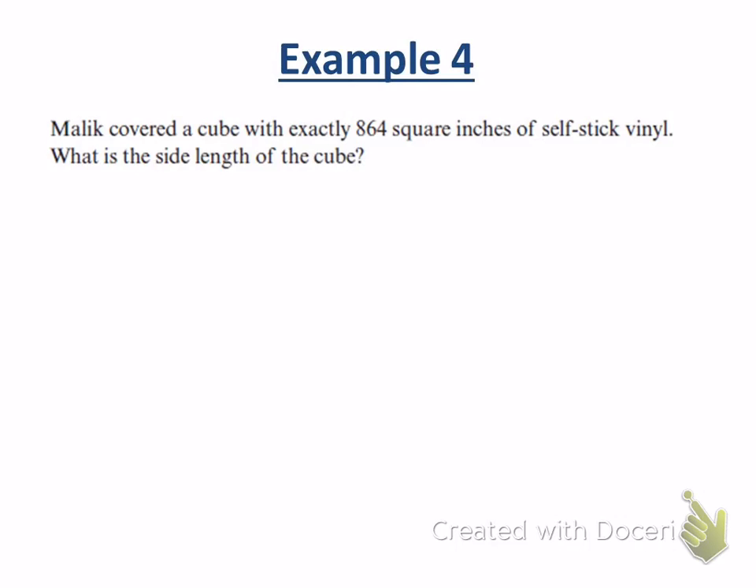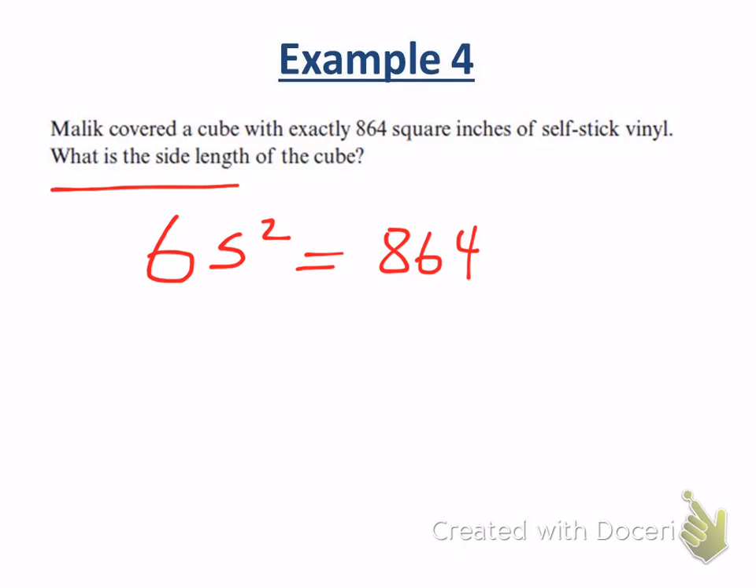Malik covered a cube with exactly 864 square inches of self-sticking vinyl. A cube. How many faces are on a cube? 6 faces on a cube, right? Each of those faces, y'all listen, each of those faces has an area of s squared. So, the surface area of a cube is 6 times side squared. That's the formula that you need that's in play here. That is equal to 864. So we want to ultimately find the length of one of the sides of the cube. So we want to solve for s.